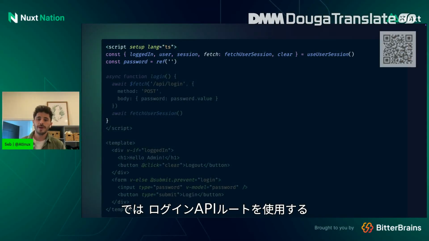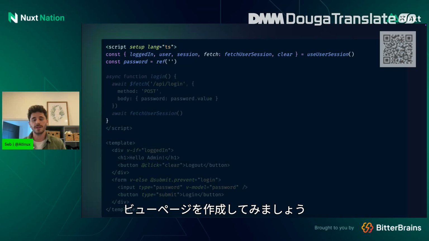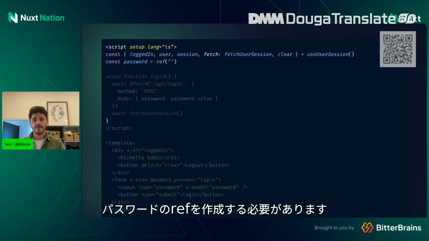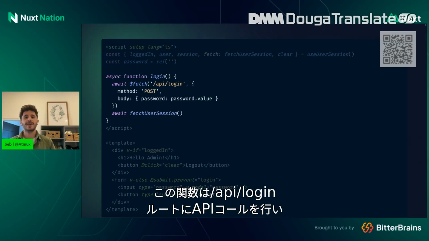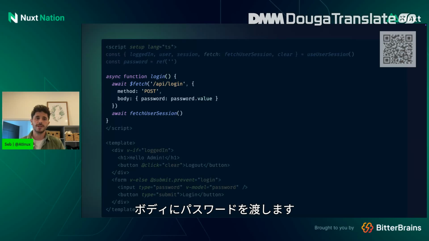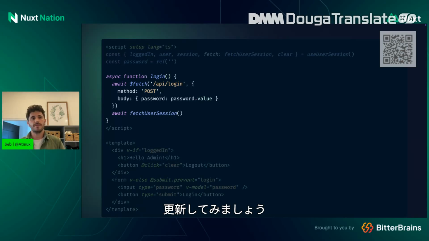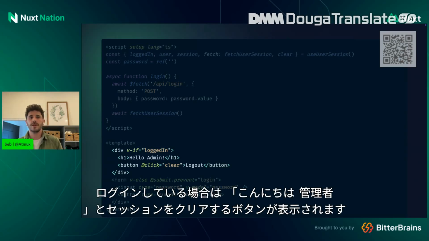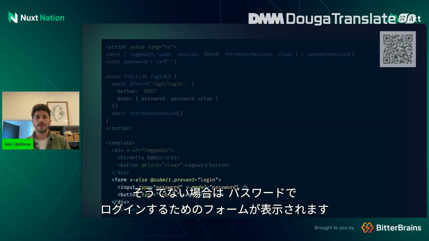Now let's work on our view page that uses our login API route. First we get the properties and we need to create the password ref. Then we create our function, which is making an API call to our /api/login route, giving the password as a body. And if the API call is valid, we refresh our user session. Then some HTML here. If we are logged in, we say hello admin with a button to clear the session. Otherwise, we display a form to log in with a password.